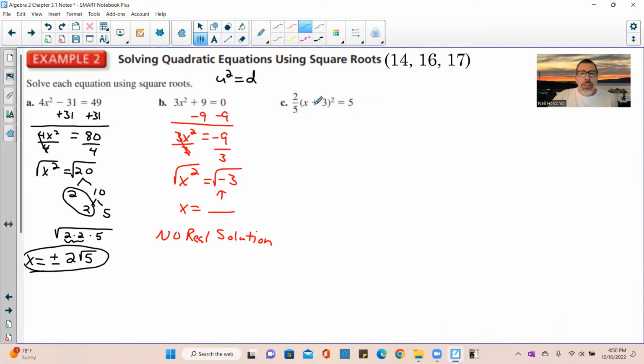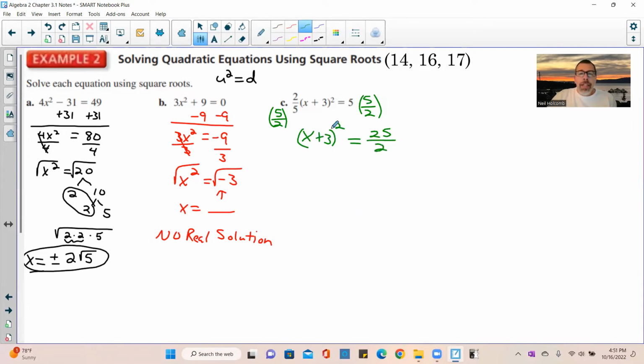I want to get this 2/5 over to the other side to get rid of fractions. We multiply by the reciprocal, and what you do to one side, you do to the other. So this is a multiplicative property of equality. 5/2 times 2/5 is 10/10 or 1, leaving x plus 3 quantity squared equals 25 over 2.